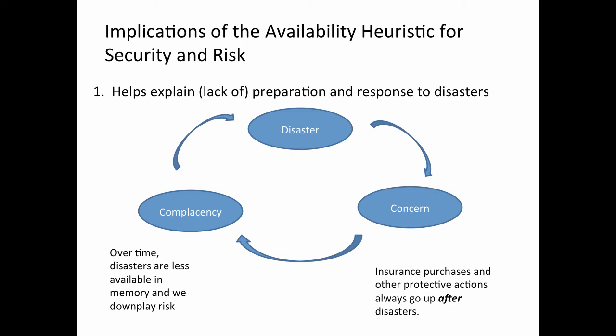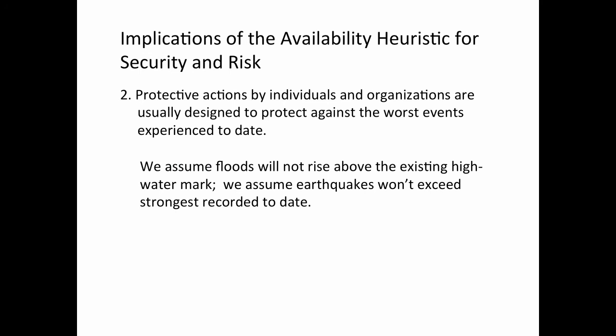That then basically leads to a lack of preparation until the next disaster actually occurs. The other implication is that protective actions by individuals and organizations are usually designed to protect against the worst events experienced to date. We don't know what the worst flooding could be, for example, or what is the worst earthquake we can experience. But what we tend to do is to prepare for future events based on the severity of previous events. So we use the most severe, most common previous disaster as our benchmark for preparing for the future.